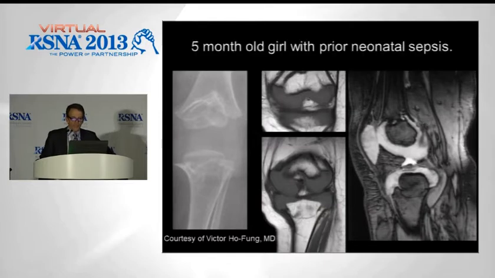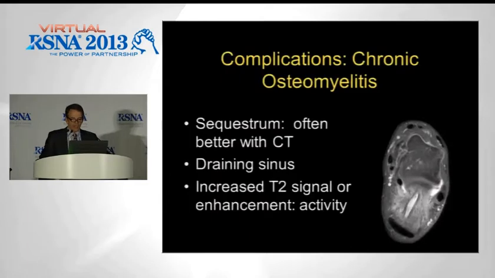And this was a sequela of osteomyelitis, a 5-month-old girl with prior neonatal sepsis. So infection can definitely affect the physis and be very disabling in children. Another complication is chronic osteomyelitis, and I would say that sequestra are better seen with CT than with MR, if that is what you suspect.